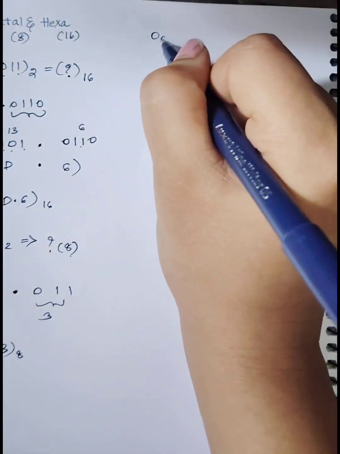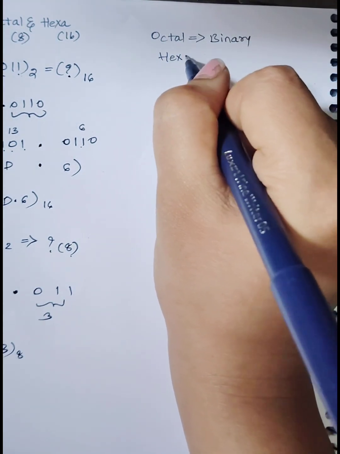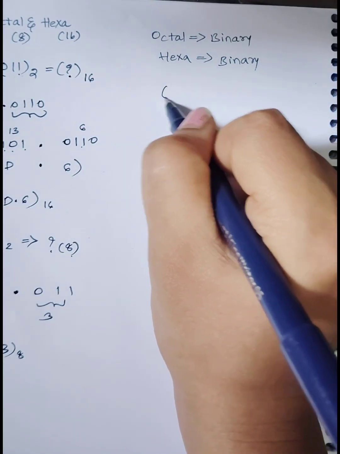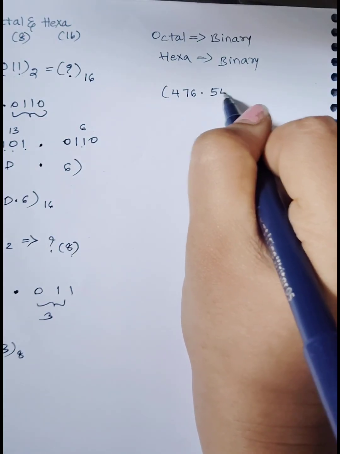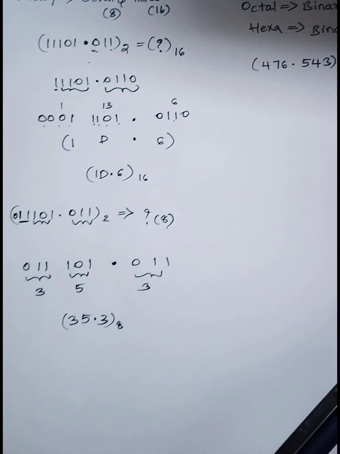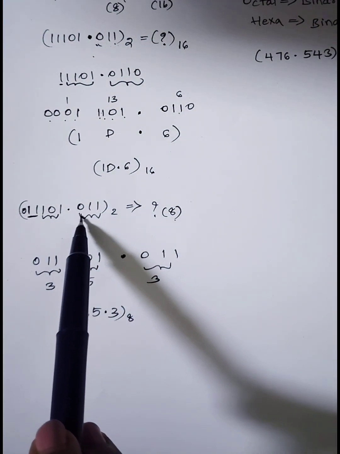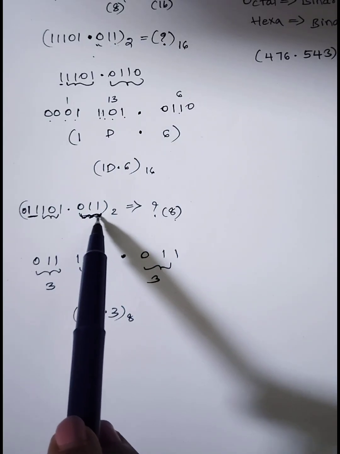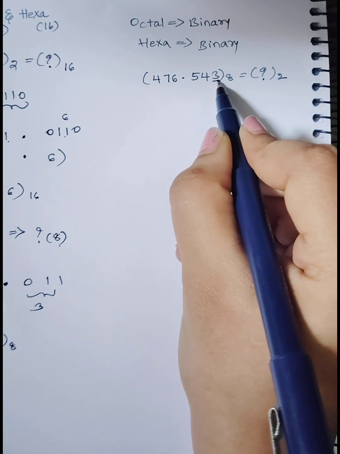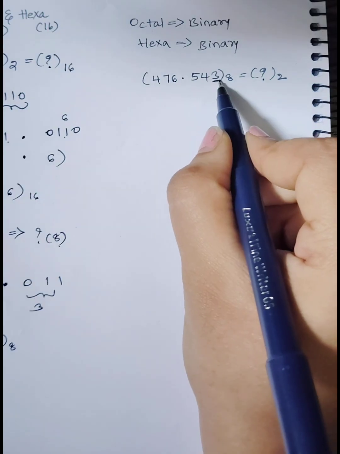Now we will see how to convert an octal number to binary and hexa to binary. Let us consider this octal number and how to convert it into binary. So here what did we do for an octal number? We paired three binary bits. So here we need to represent each number into three binary bits for octal.